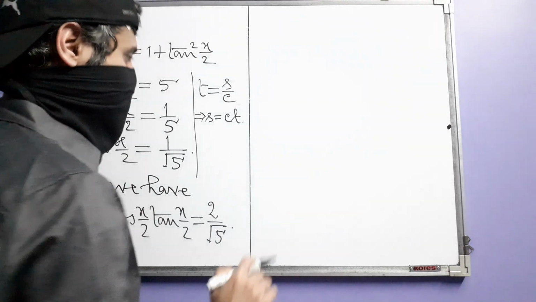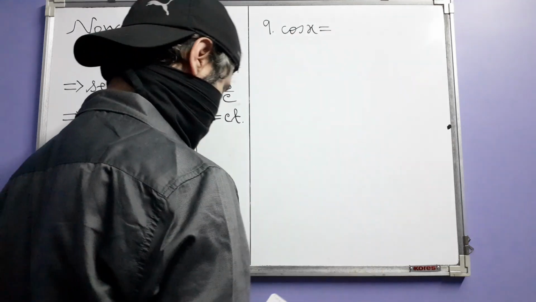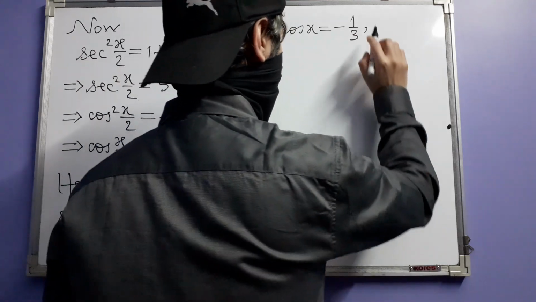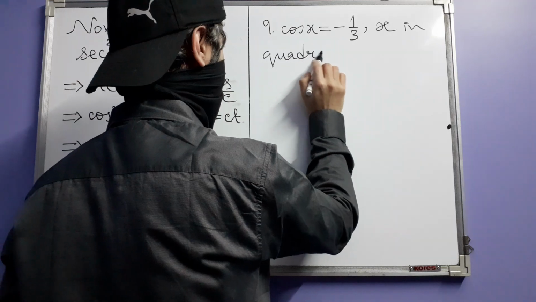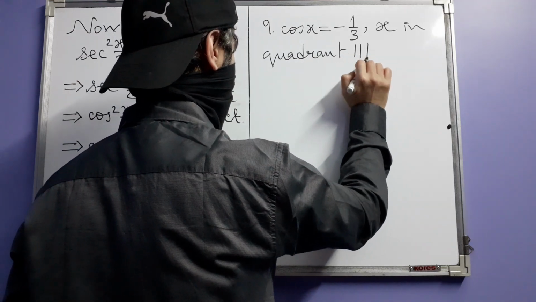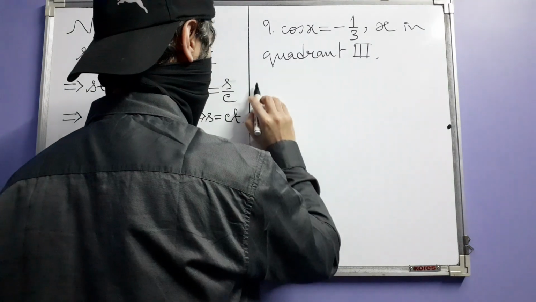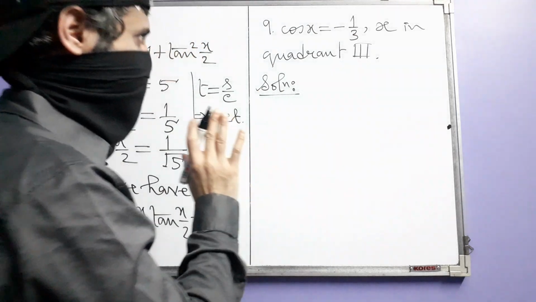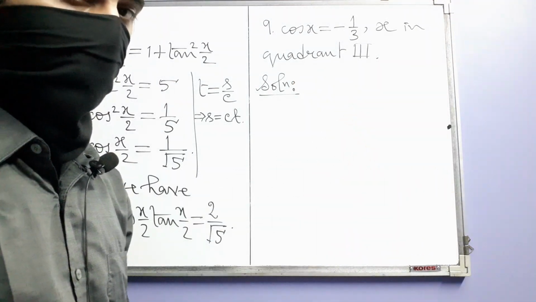Next, there is another one similar. In this case, cos x is minus 1 over 3 and x is in quadrant 3. Alright, this is going to be quite easy. But before you do anything, you have to again see in which quadrant x divided by 2 will lie.